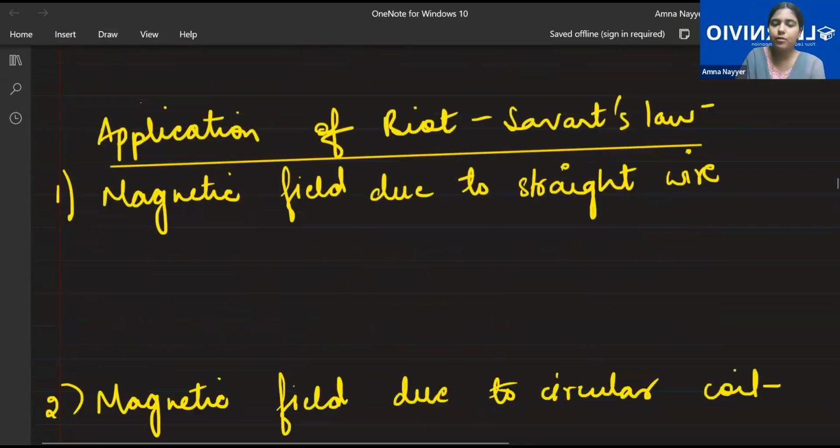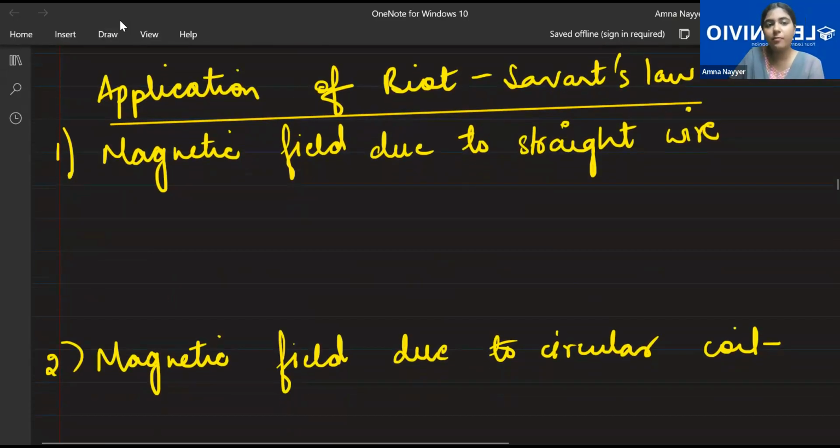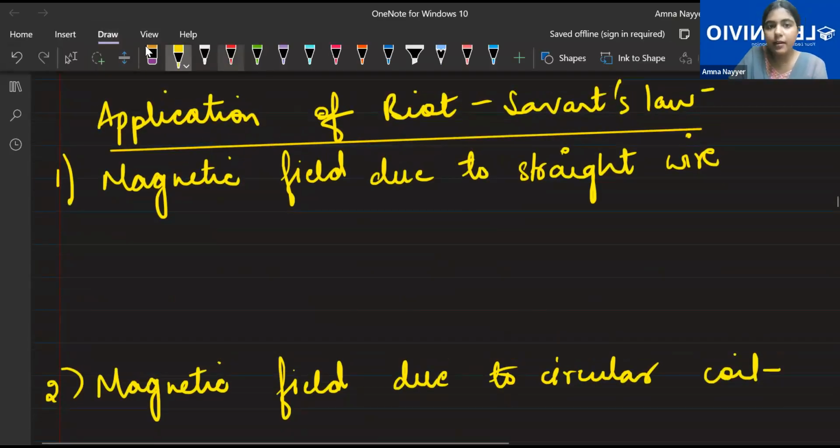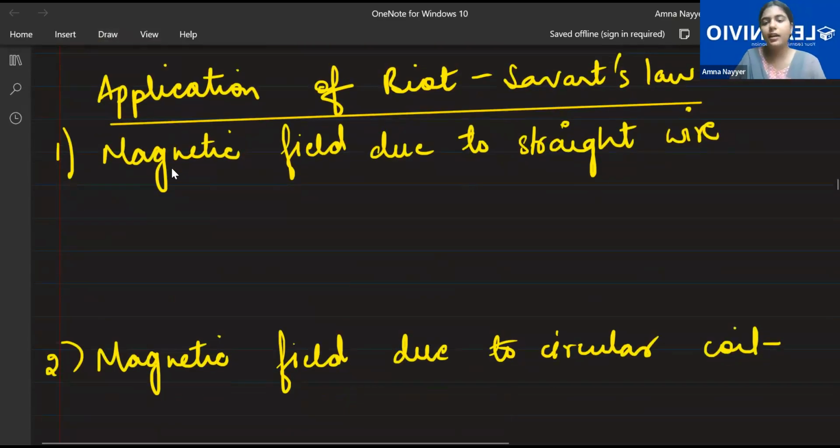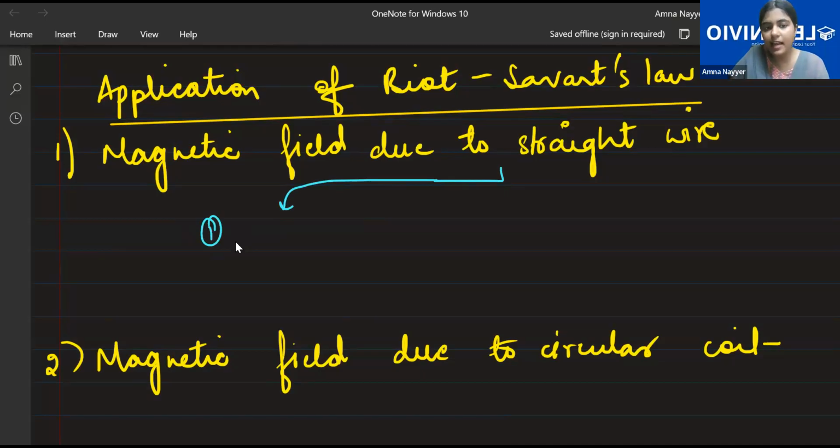Okay, now see, coming to the applications of Biot-Savart law. In Biot-Savart's law, there are two things that can come. One is about a straight wire, one is about the circular wire. In straight wire, you have three categories. One is an infinitely long wire.